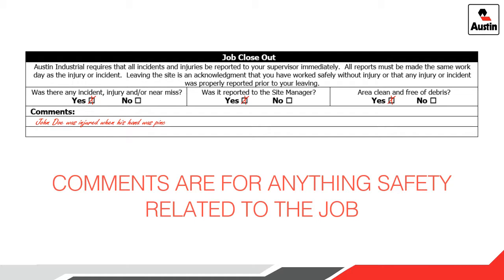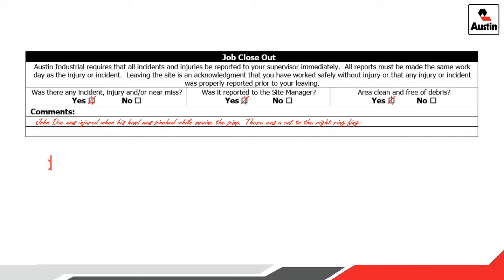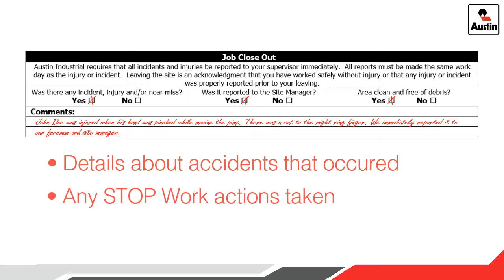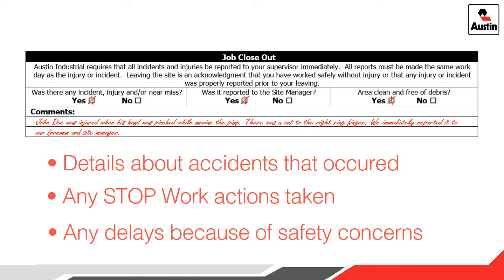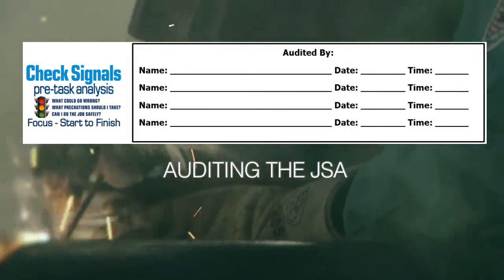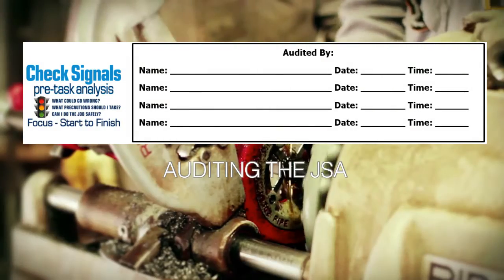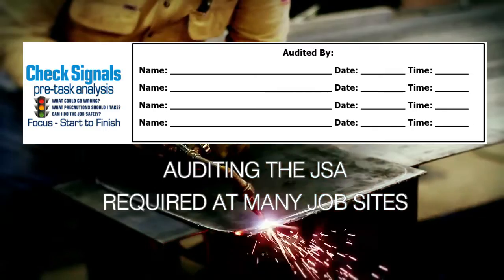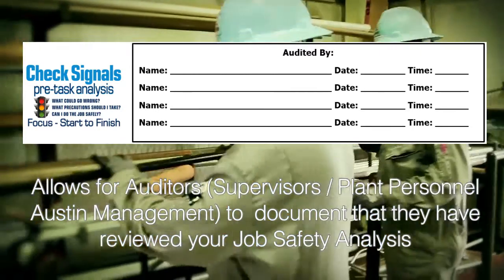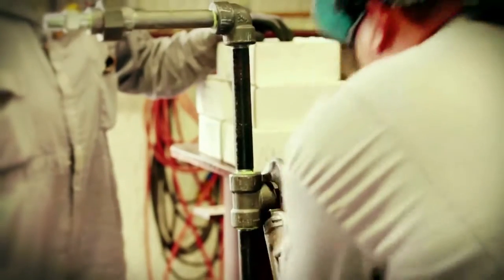Finally, there is a comment section to write anything safety related to the job. You can go into more detail about incidents that happened, stop work actions that took place, and any safety concerns that delayed the work. There is an opportunity for auditing of JSAs that is required at many job sites. This section allows for auditors to verify that they have reviewed your JSA.